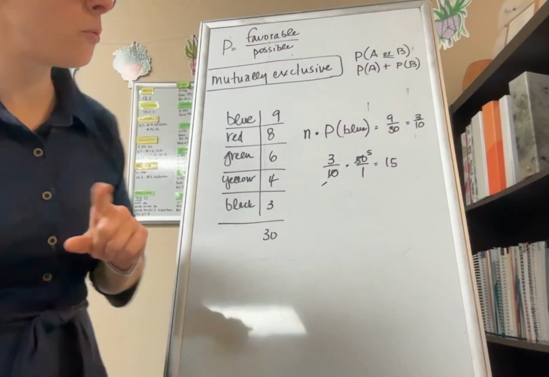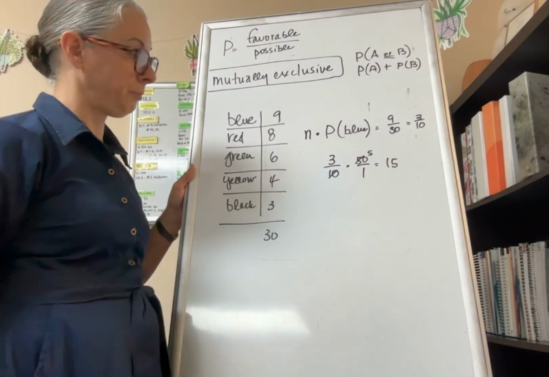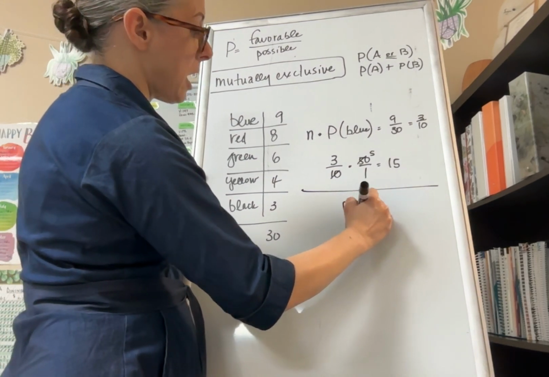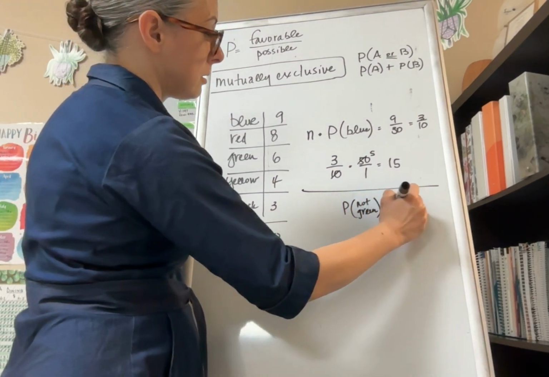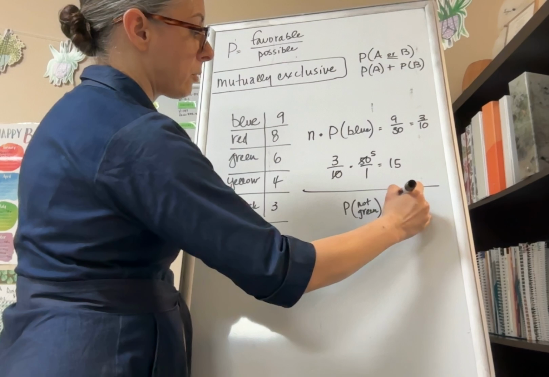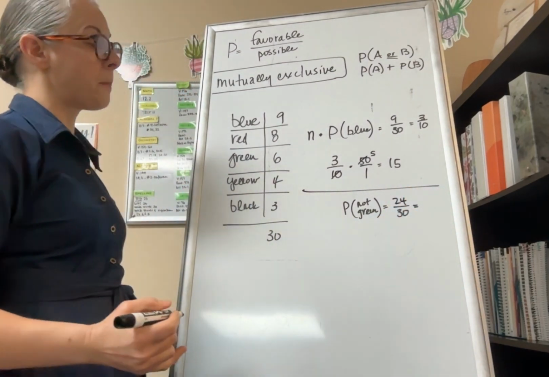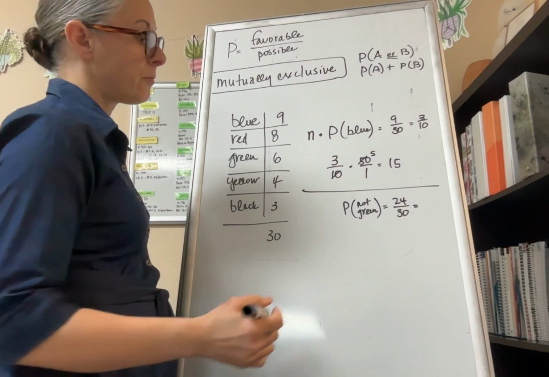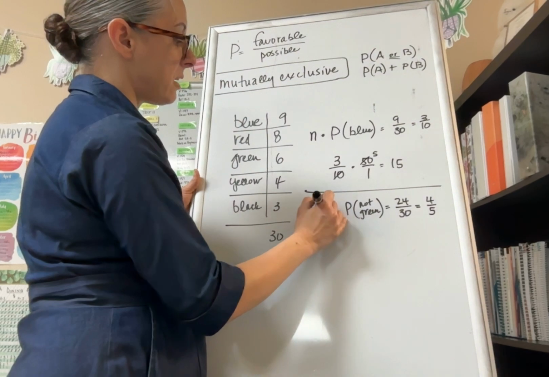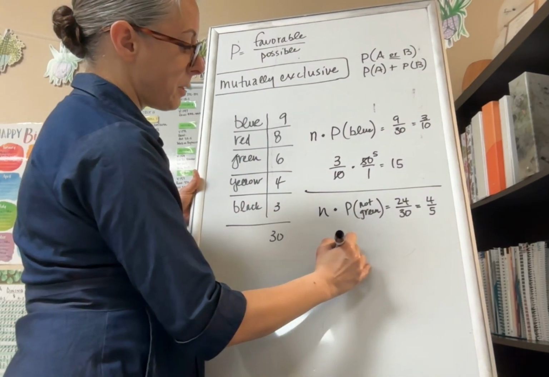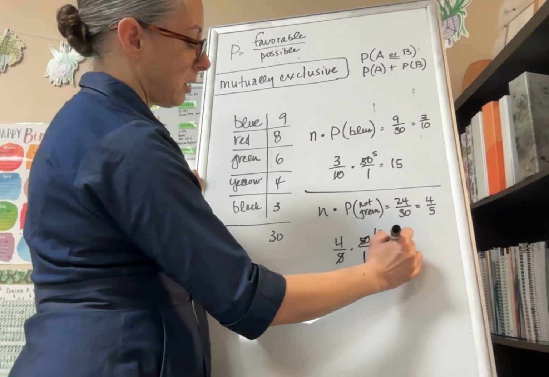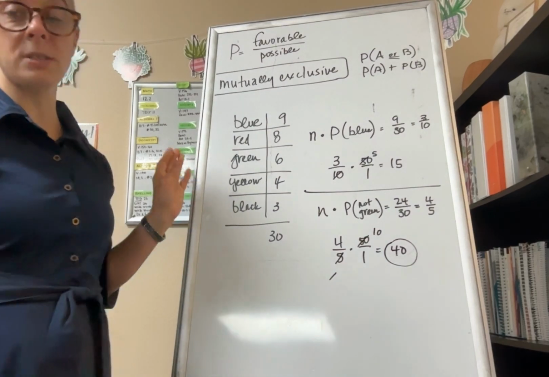Now, what's the probability that we draw a marble that's not green? First of all, we've got to figure out how many marbles are not green out of the 30. There's 6 green, so 30 minus 6, 24, right? We reduce that to lowest terms and get what? 4 fifths. Now, how many times are we drawing? Again, we're drawing 50 times. So if our probability is 4 fifths and we draw 50 times, 40 of those times we're probably going to draw something that's not green.